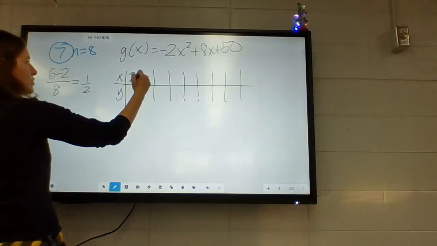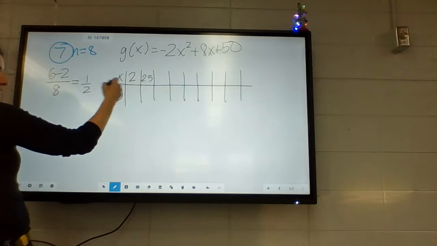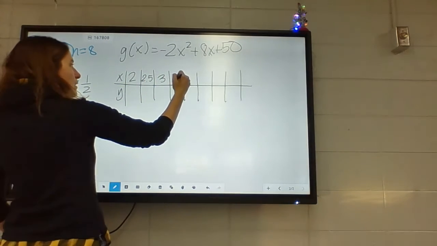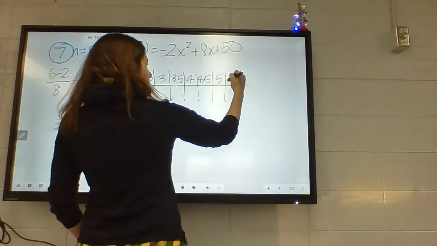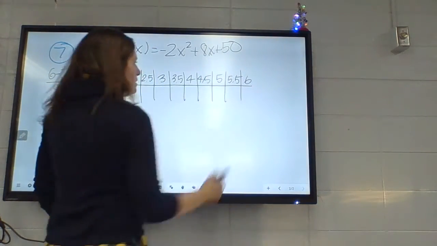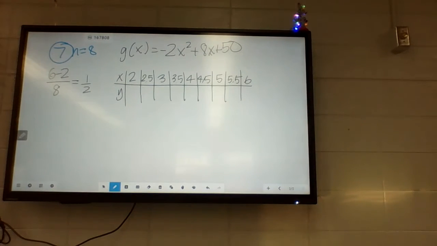So we start at 2, and then we go 2.5 because of this. 3, 3.5, 4, 4.5, 5, 5.5, and then 6. And so we have to figure out all of our values throughout the way.